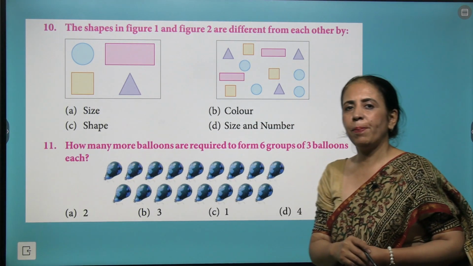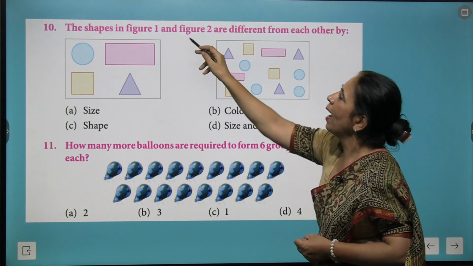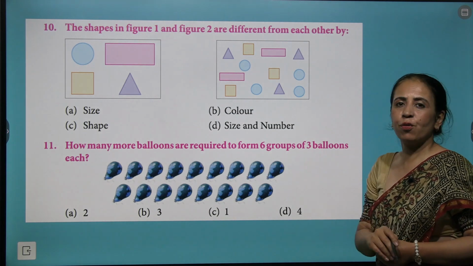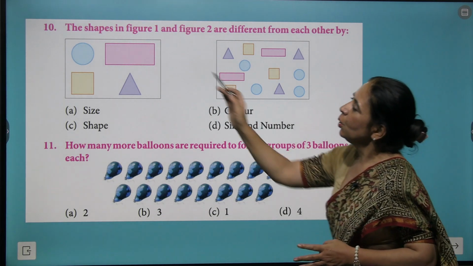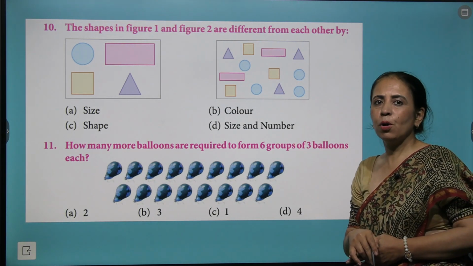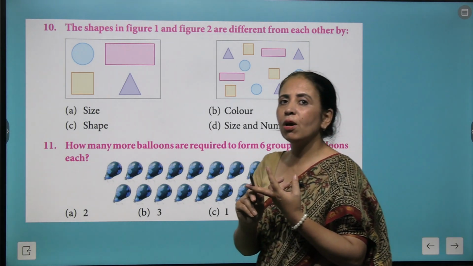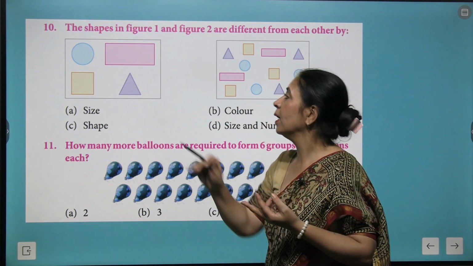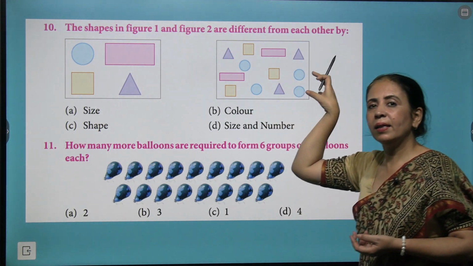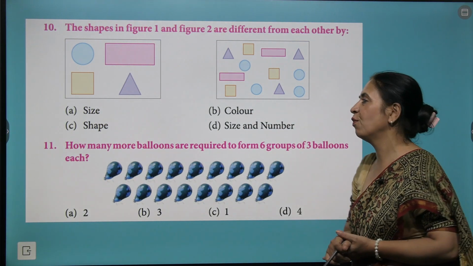Let's see another pattern of question here. The shapes in figure 1 and figure 2 are different from each other. Now here you could see we have all 4 shapes here, and all 4 shapes are also here. That means the shapes are not different, the color is not different, but yes, we could see that here the shapes are bigger and this is the smaller size. So that means the size is different.